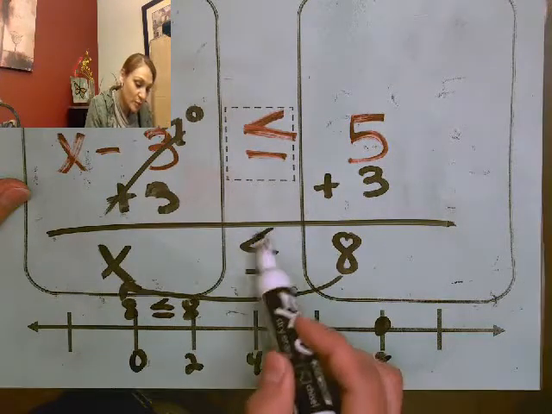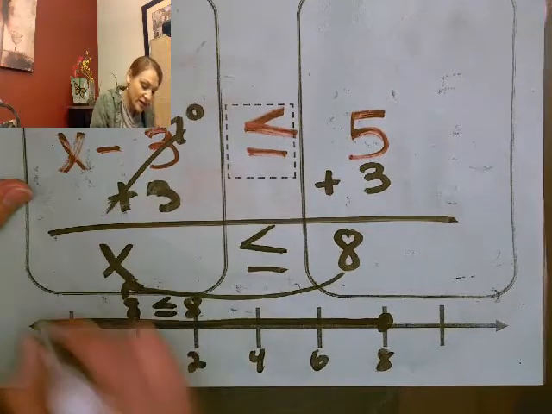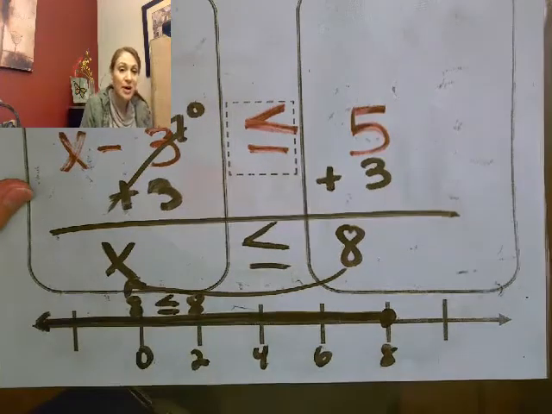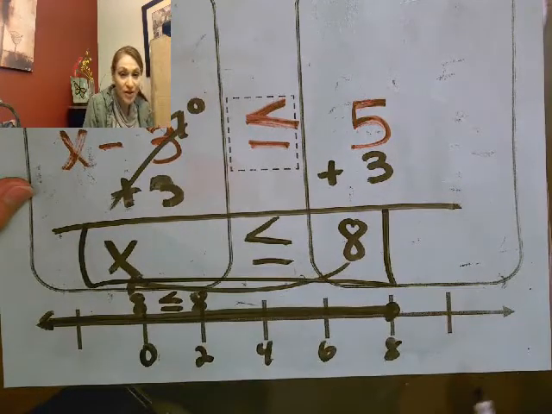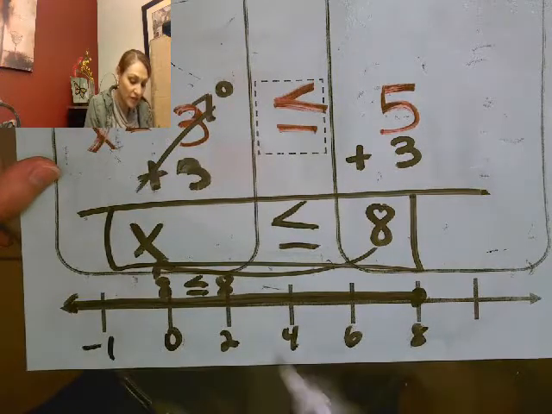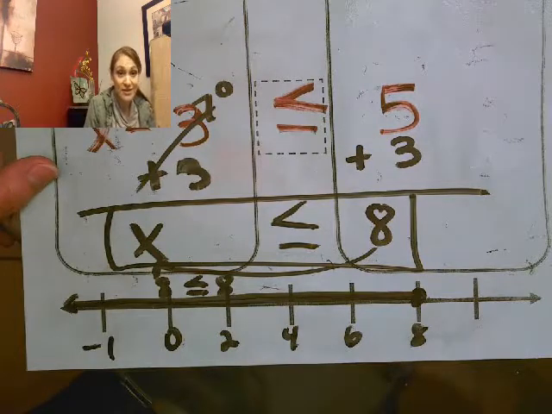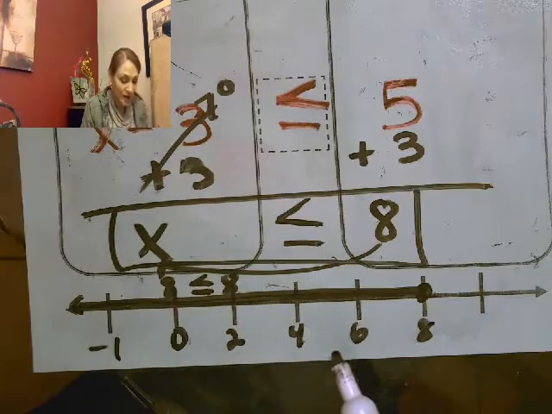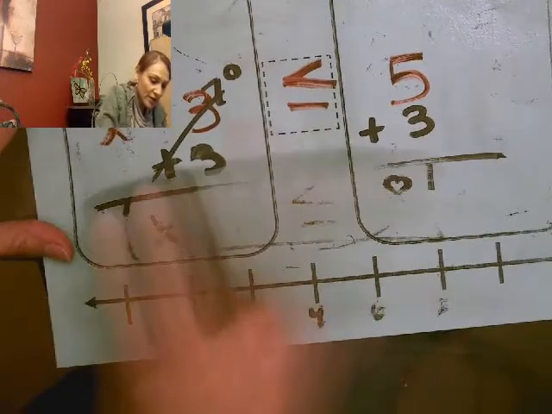My arrow is pointing to the left. So I'm going to shade in everything to the left of the 8, because everything to the left of 8 could be a possible solution to make this statement true. And you can test it. Pick any number to the left of 8. Well, if I plug in a 4, is 4 less than or equal to 8? It's less than 8. -1. Is -1 less than or equal to 8? Well, it's less than. It's a true statement.